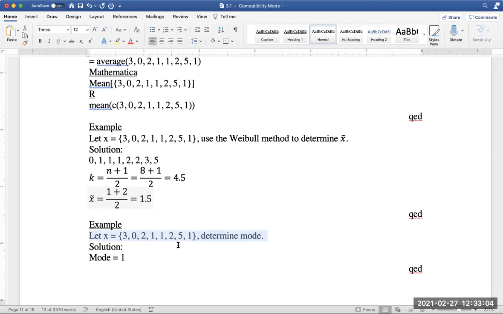Let's determine the mode. 3, 0, 2, 1, 1, 2, 5, 1. There are three 1s, therefore the mode is 1.